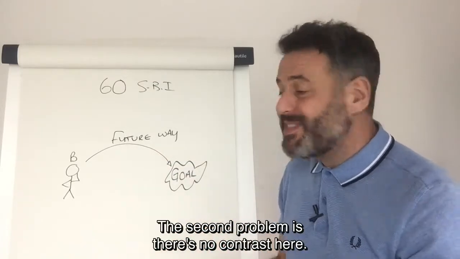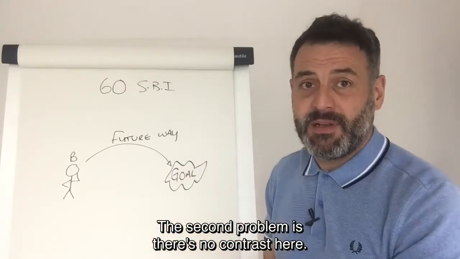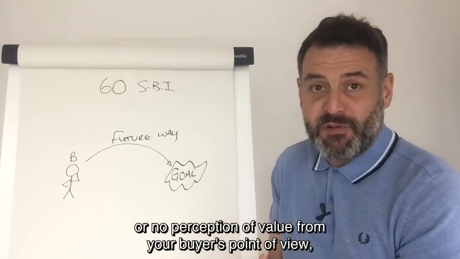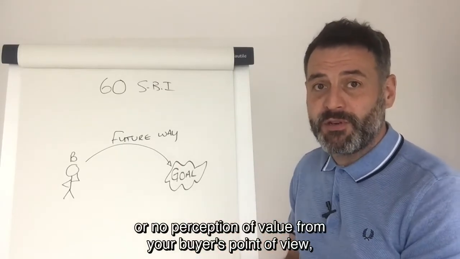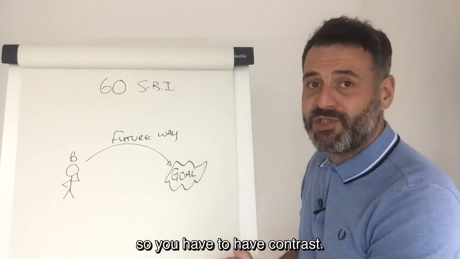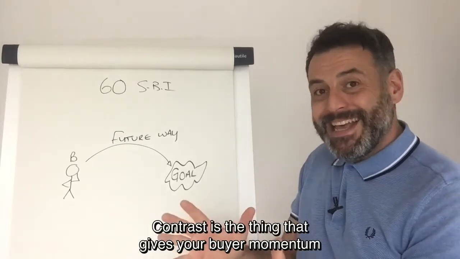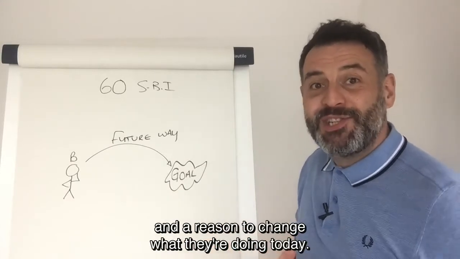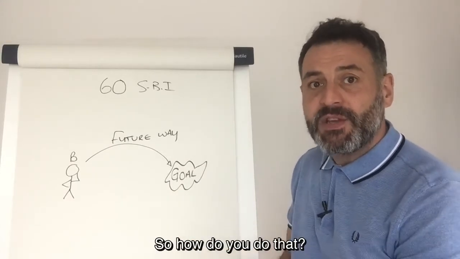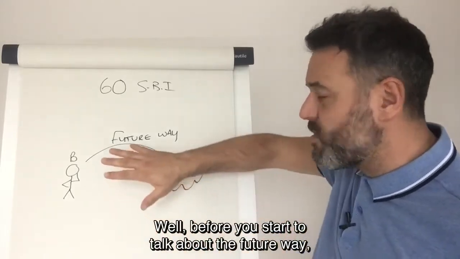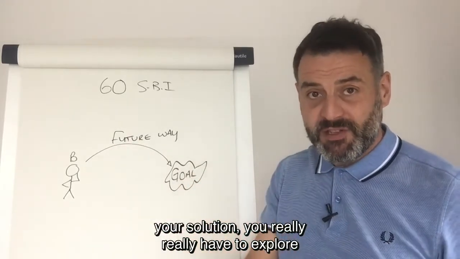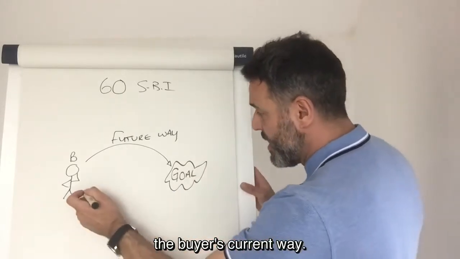The second problem is there's no contrast here. Without contrast, there's no value or no perception of value from your buyer's point of view. So you have to have contrast. Contrast is the thing that gives your buyer momentum and a reason to change what they're doing today. So how do you do that? Well, before you start to talk about the future way, your solution, you really, really have to explore the buyer's current way.